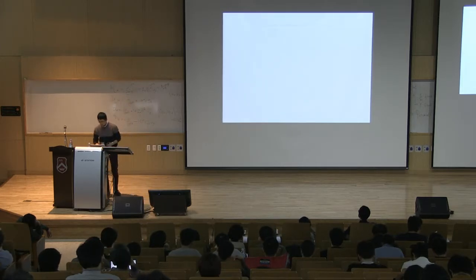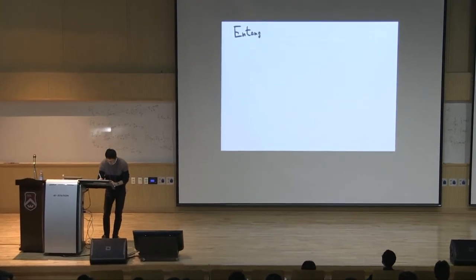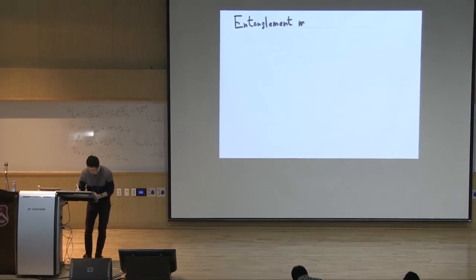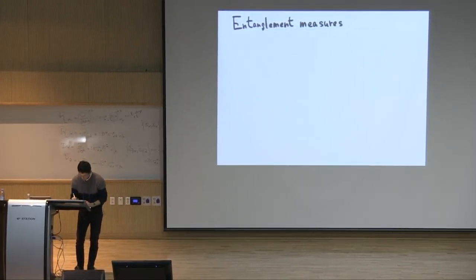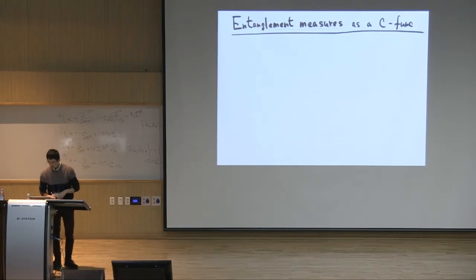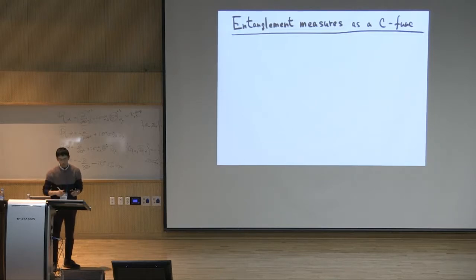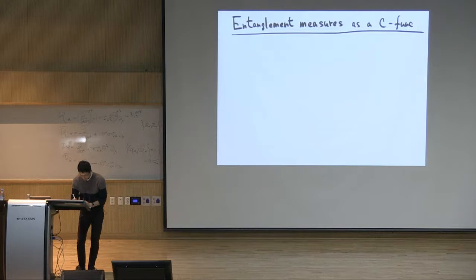Okay, so now it's time to go back to the entanglement measure. In the first or second lecture, we defined the so-called relative entropy of entanglement as an entanglement measure. Let me remind you how I defined the relative entropy of entanglement.